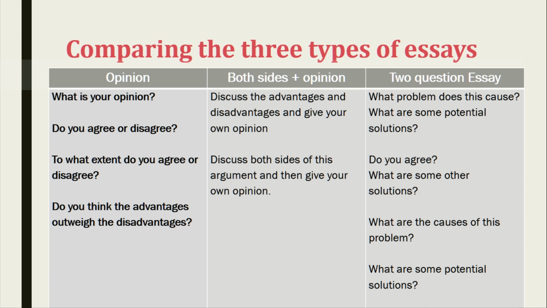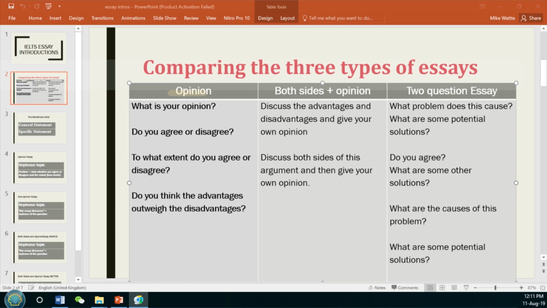Essentially, we have three types of essays that we need to write in an IELTS test. I'm going to be showing you how to write the introduction for each of these types of tasks. Now, first of all, we have our opinion essays. Words such as what is your opinion, do you agree or disagree, and so on. Then we've got our both sides and an opinion essay, where you're asked to describe two sides of an argument and then give your own opinion at the end.